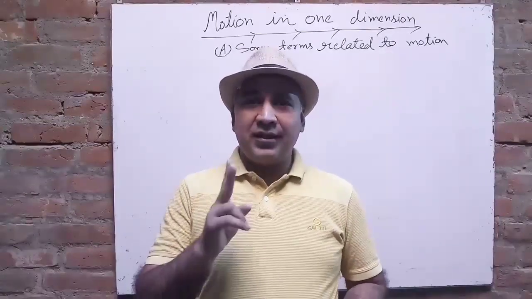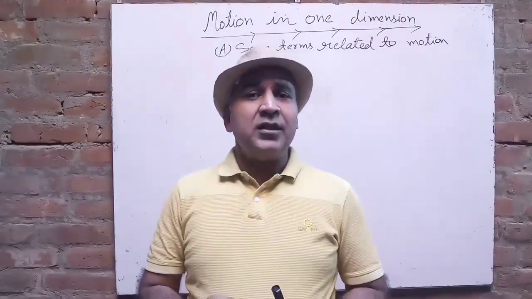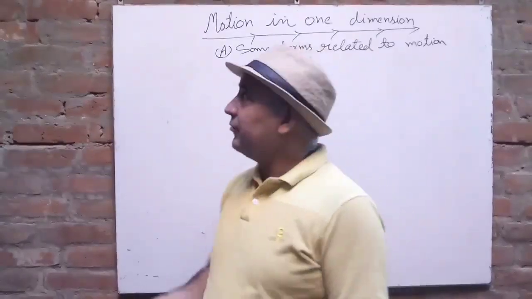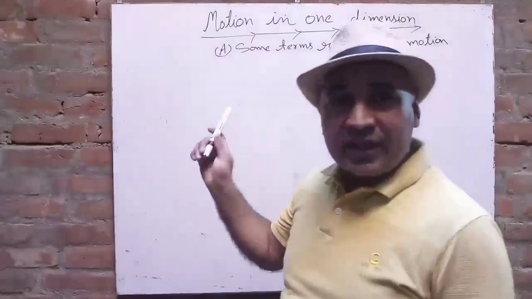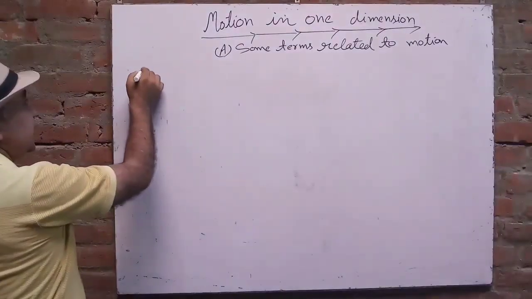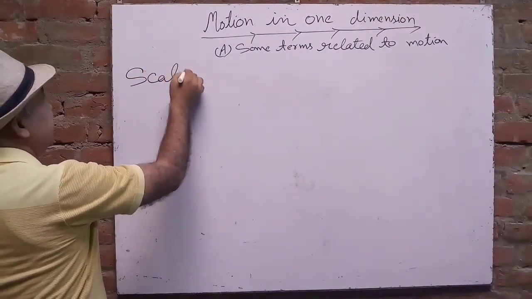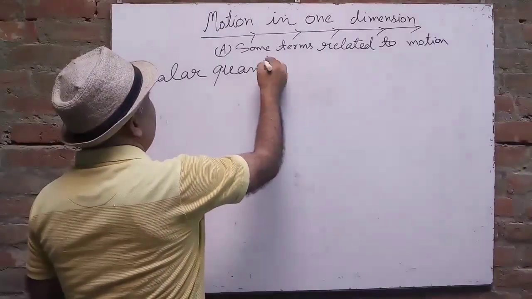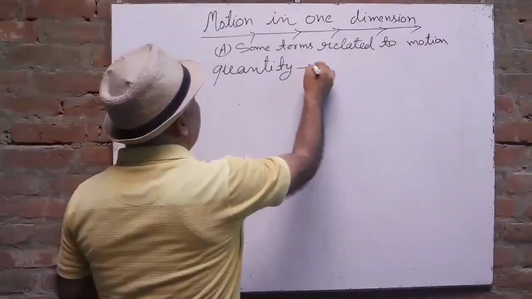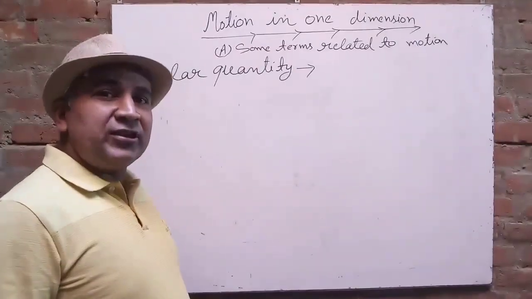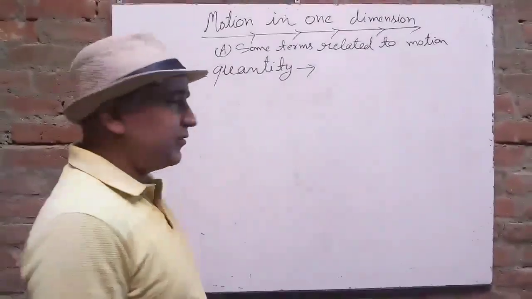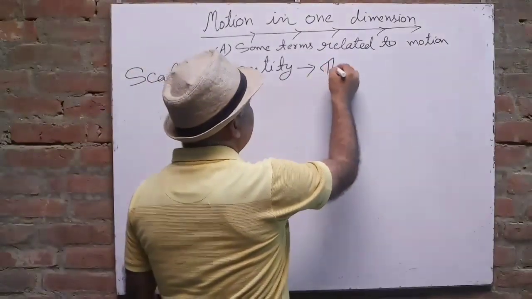So children, there are two categories. One is scalar quantity and second is vector quantity. And we will start our chapter from here. Okay. So first is the scalar quantity. What is the scalar quantity? Do you know? I hope you should know. But then also I am going to revise. See here.